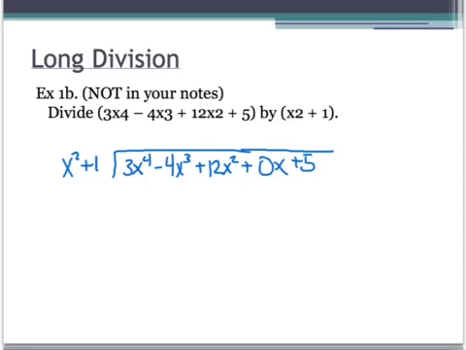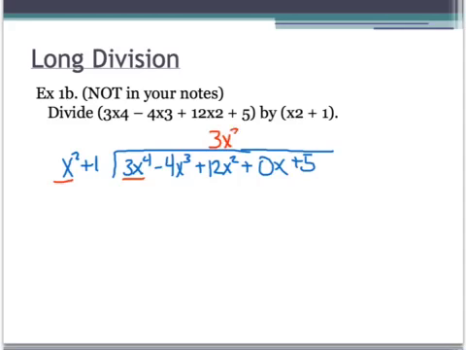I need that 0x because it's my placeholder. If I am missing any terms, you have to put them in with 0. For instance, I have an x to the 4th, x cubed, x squared, and then I need to have an x to the 1st, and then my constant term. So I put in 0x. All right. What times x squared gives me 3x to the 4th? And that is going to be a 3x squared.